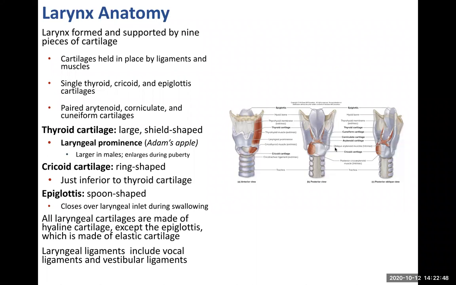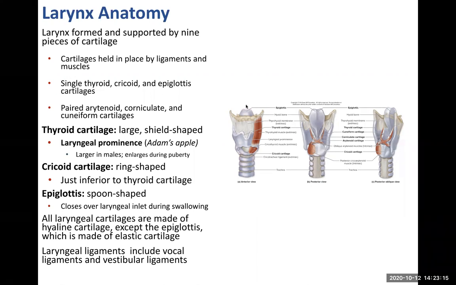The cartilages that make up the larynx are held together by muscles and by ligaments. We have a single piece of thyroid cartilage, a single cricoid cartilage, and a single epiglottis cartilage, which is elastic cartilage. And then we also have paired cartilages: the arytenoid cartilages, the corniculate, and the cuneiform.